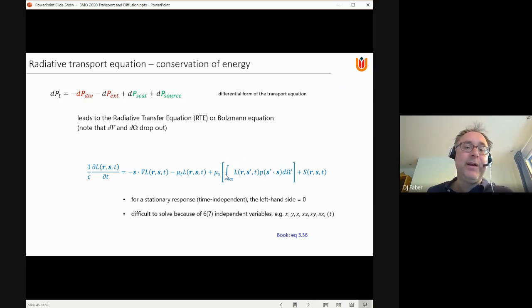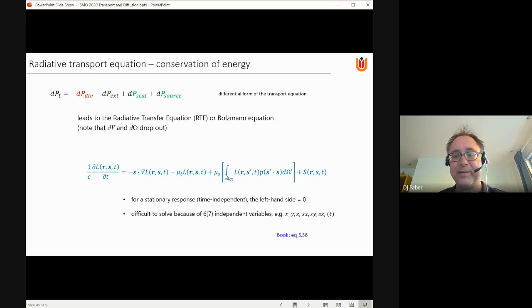So if you have a stationary response, so time independent, so the light is always on, it's not a pulse laser or something, then this equation is going to be time independent, and then the left-hand side will be 0. So that simplifies it a little bit.